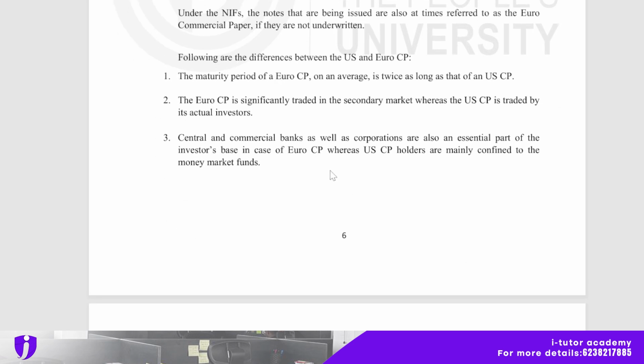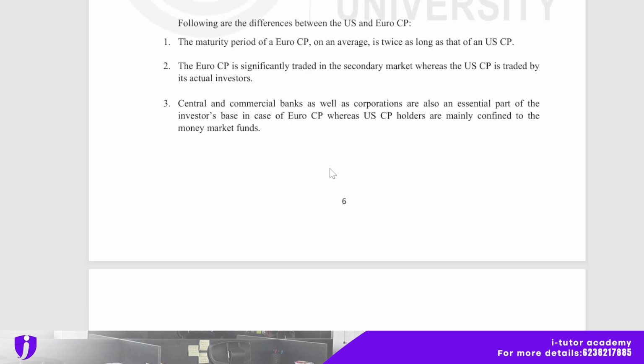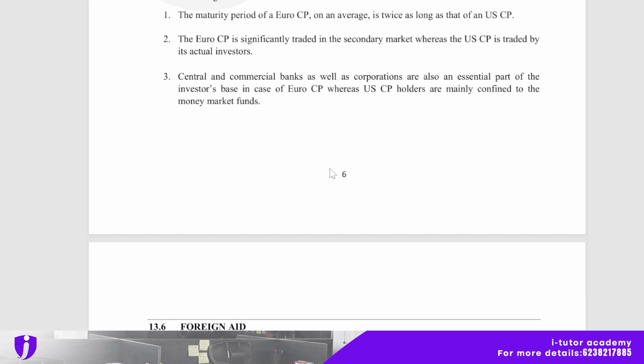And following is the difference between the US and Euro CP. The maturity period of Euro CP on an average is twice as long as that of US CP, and Euro CP is significantly traded in the secondary market, whereas the US CP is held by its actual investors. And central and commercial banks as well as corporations are also an essential part of the investor base in case of Euro CP, whereas US CP holders are mainly confined to money market funds.